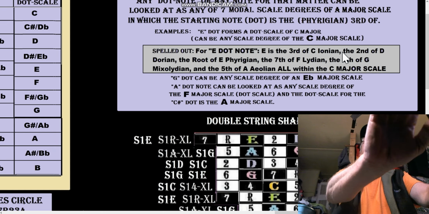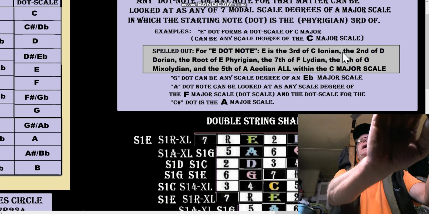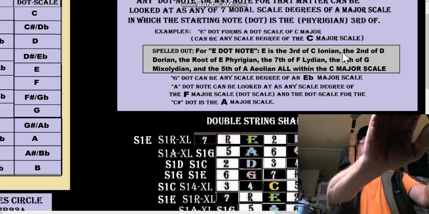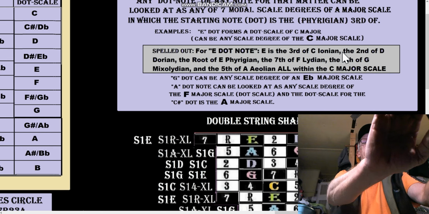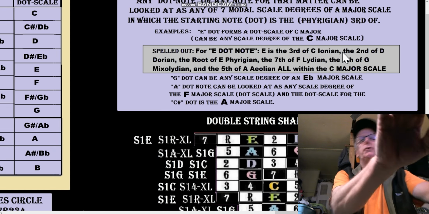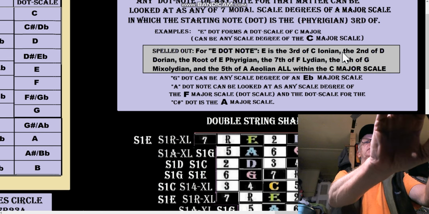It's the sixth of G Mixolydian. It's the fifth of A Aeolian. There's another tongue twister. And it is the fifth of A Aeolian. And you know, as we go on, it's the fourth of B. Okay, Locrian. I forgot to write Locrian. I remember going to sleep the other night and going, you didn't add Locrian. It's the fourth of Locrian.